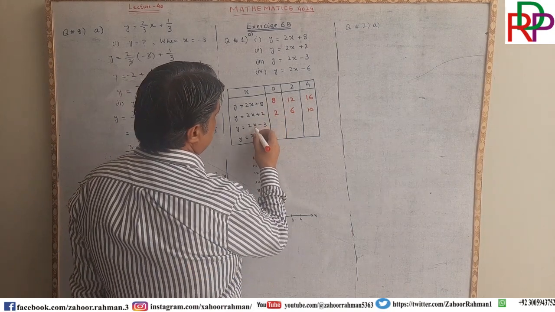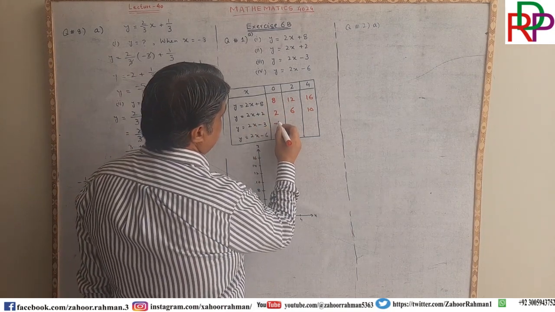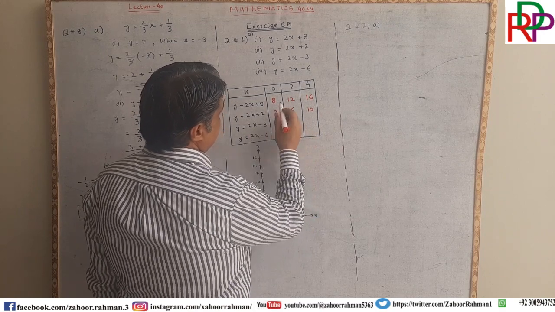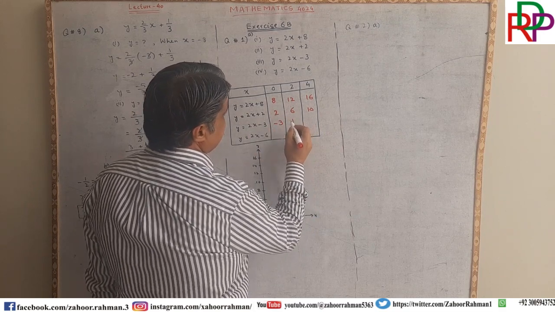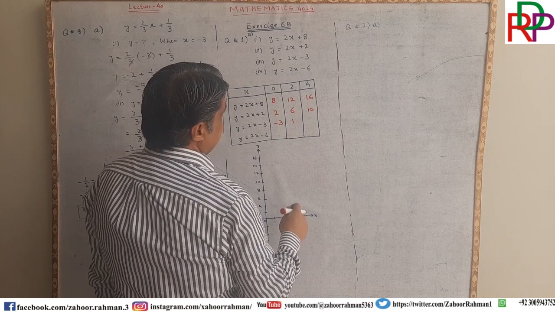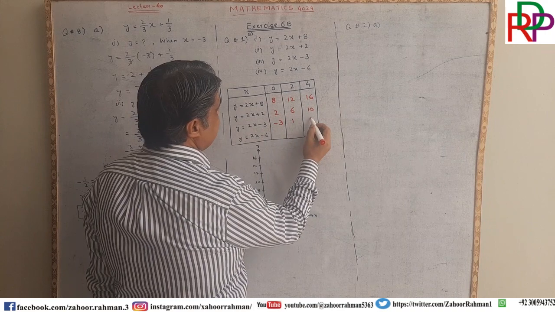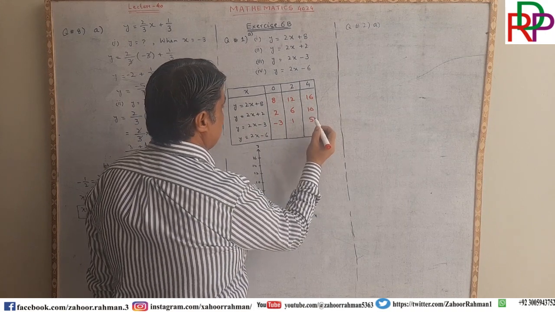Here 2 zeros are 0, and that will be minus 3. And here 2 twos are 4, 4 minus 3, it will be 1. And if we are putting 4, 2 fours are 8, 8 minus 3, it will be equal to 5.